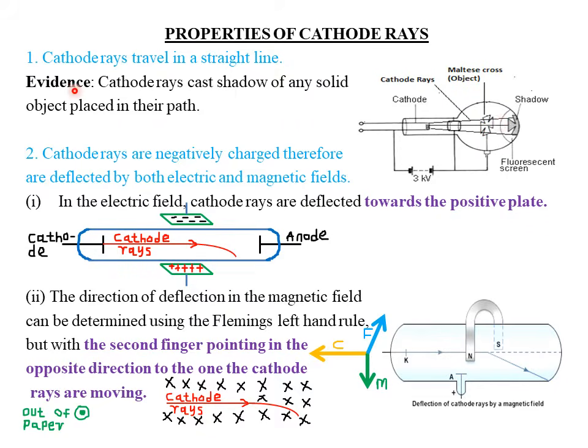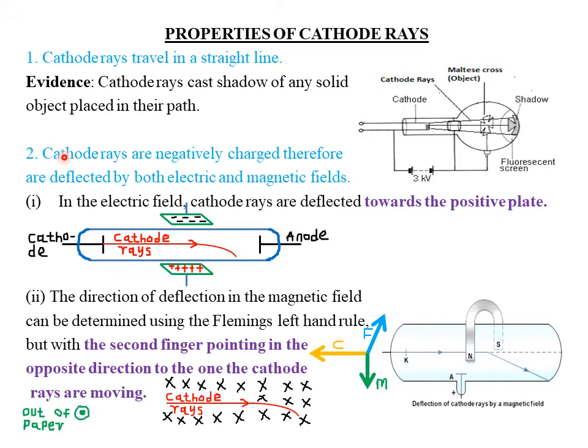So the only evidence to show that cathode rays travel in a straight line is that cathode rays cast or form a shadow of any solid object placed in their path, as seen with the Maltese cross, whereby we have a shadow of the Maltese cross on the fluorescent screen.